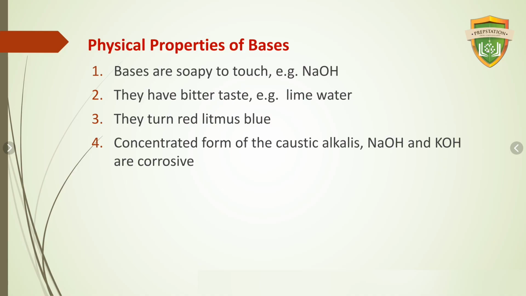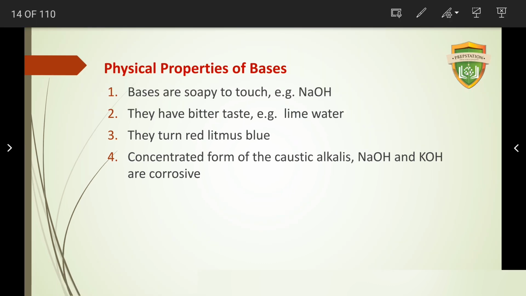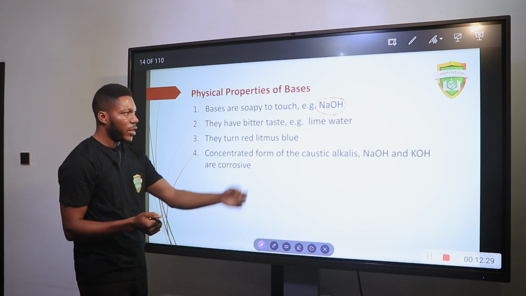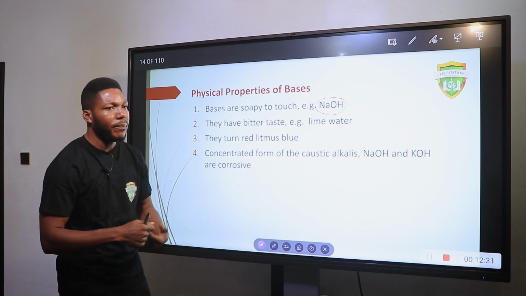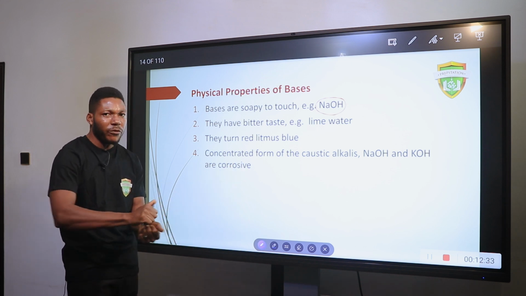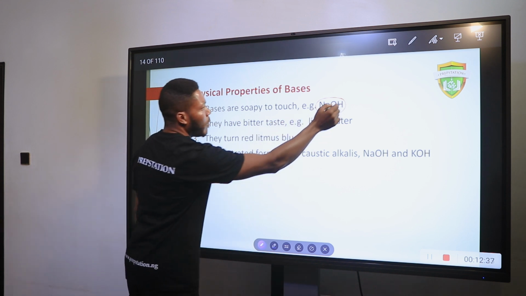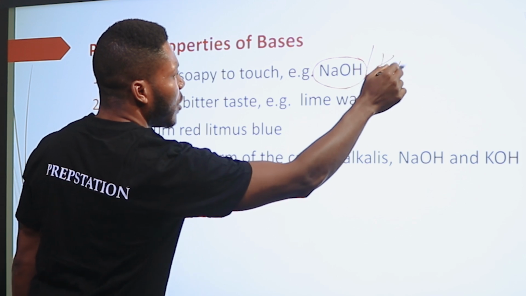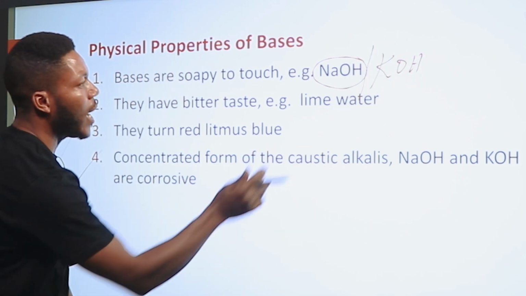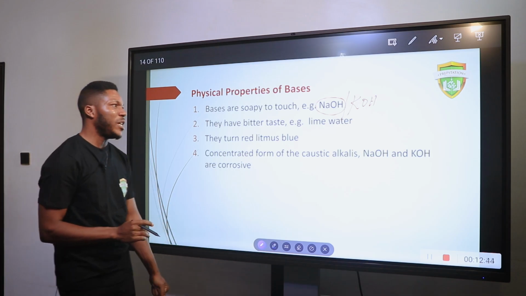So what are the properties of bases? Bases are soapy to touch. The main content of the soap that we normally use is what we call caustic soda. That's why if you use soap to bathe or wash your clothes, it always feels soapy because of the basic content. Then some soap also contains potassium hydroxide. So these are the major chemicals used in producing soap.